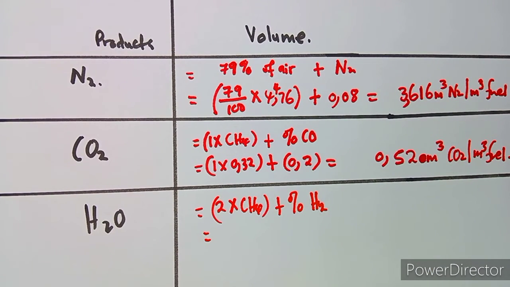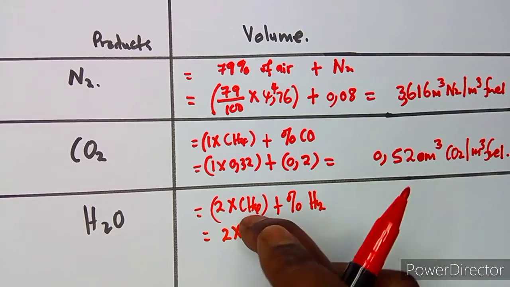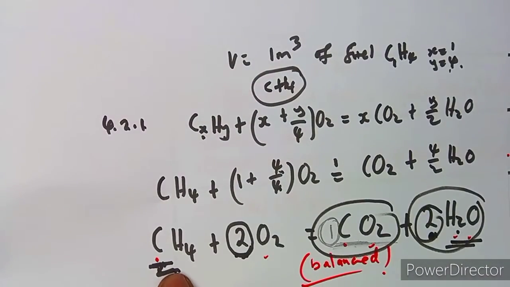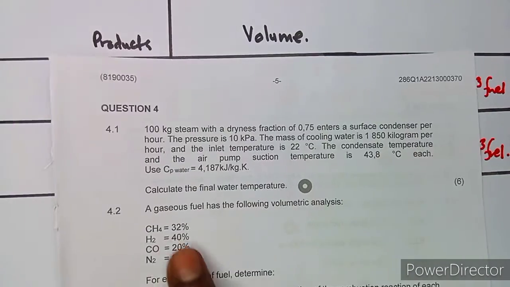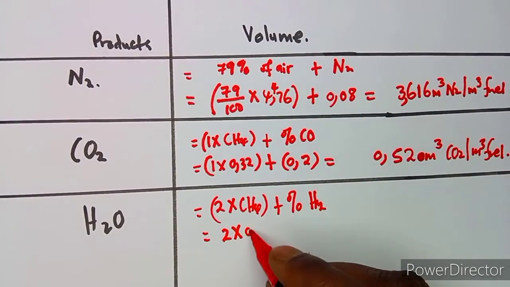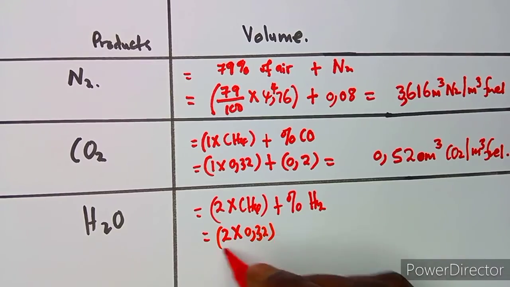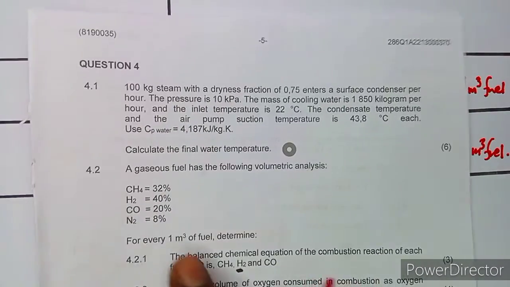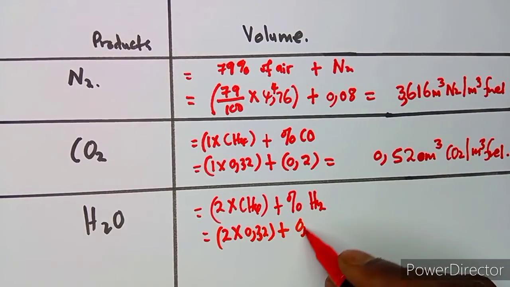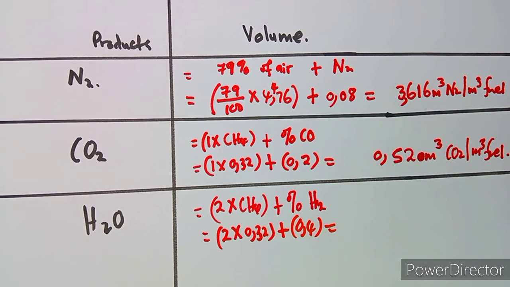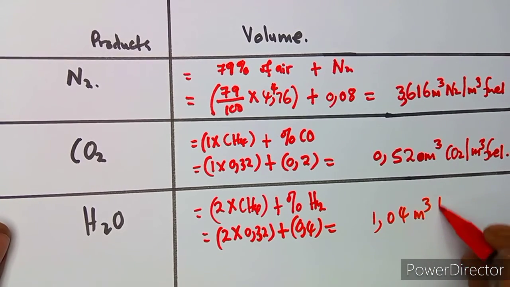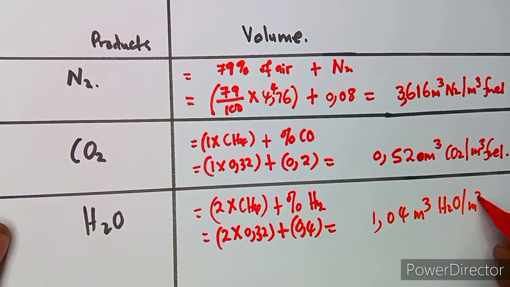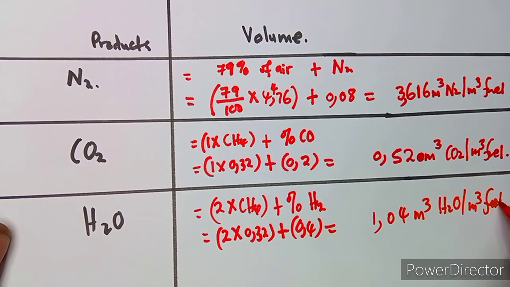So that is 2 times the percentage decimal of what? Of methane. Okay, so the percentage decimal of methane is still the same. This one, 0.32 from here. Okay, so it's 0.32. Percentage hydrogen, which is 0.40, which is just 0.4. Okay, so that's 0.4 like that. So that is going to give us 1.04. That is cubic meters water per cubic meter fuel. So that's what we are going to have in this case.